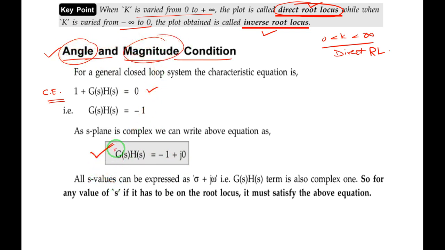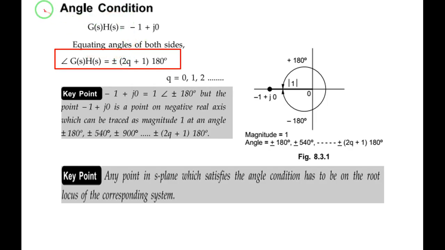If I want to say that any particular point lies on the root locus, then it has to satisfy the angle condition, right? If it satisfies the angle condition, I can say that the point lies on the root locus. Then the magnitude condition we'll see next. From the magnitude condition I can find out the value of K, and the point has to be on the root locus before satisfying the magnitude condition. So we'll take up the angle condition first.